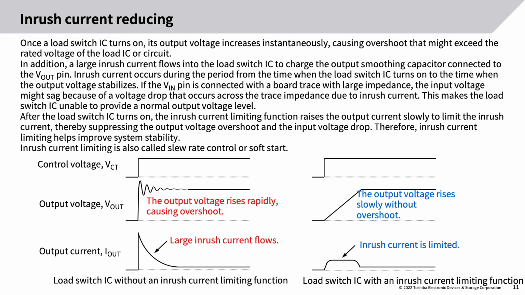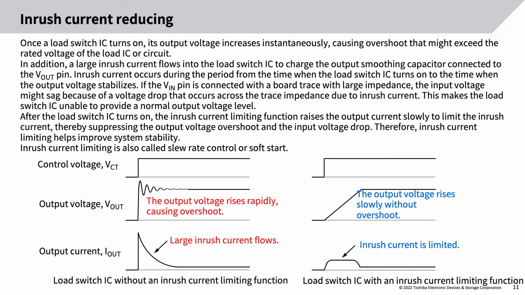Inrush current reducing. Once a load switch IC turns on, its output voltage increases instantaneously, causing overshoot that might exceed the rated voltage of the load IC or circuit. In addition, a large inrush current flows into the load switch IC to charge the output smoothing capacitor connected to the Vout pin. Inrush current occurs during the period from the time when the load switch IC turns on to the time when the output voltage stabilizes.